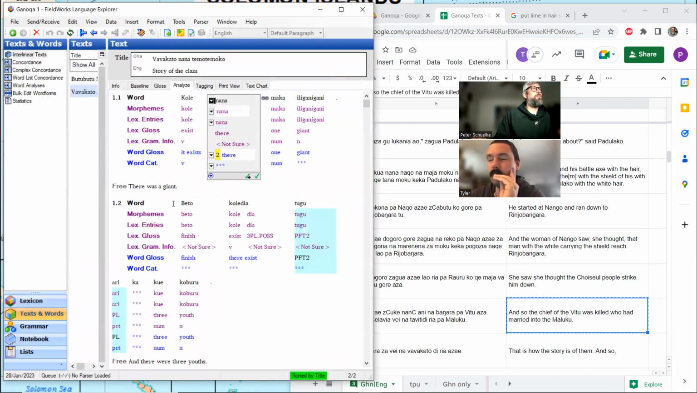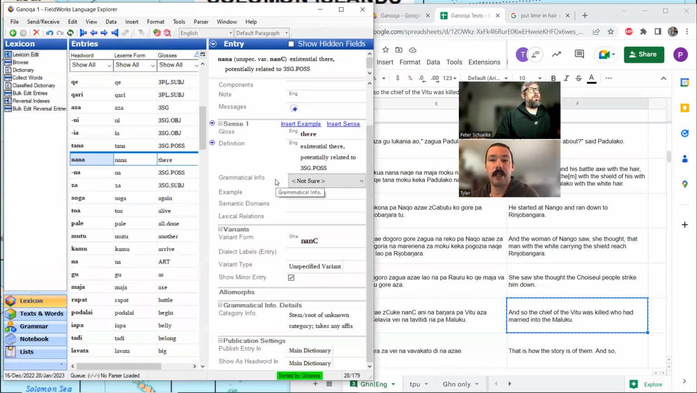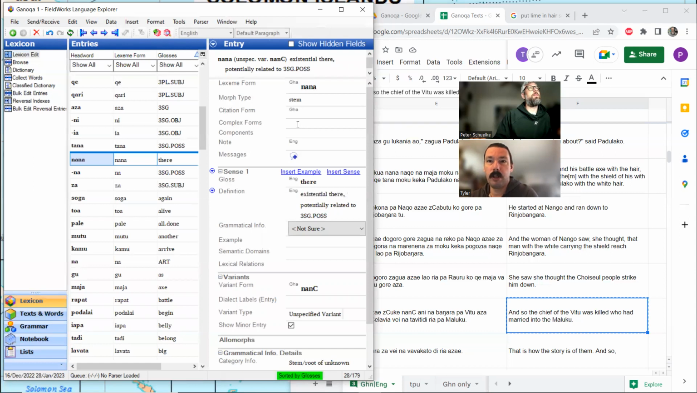Let's go back. There we have it indeed. Our gloss is there. No, there's the new word gloss. Is this there one giant? That's good. All right. How do I delete other word glosses? Oh, from the texts themselves? Yeah. Or the lexicon in the texts?